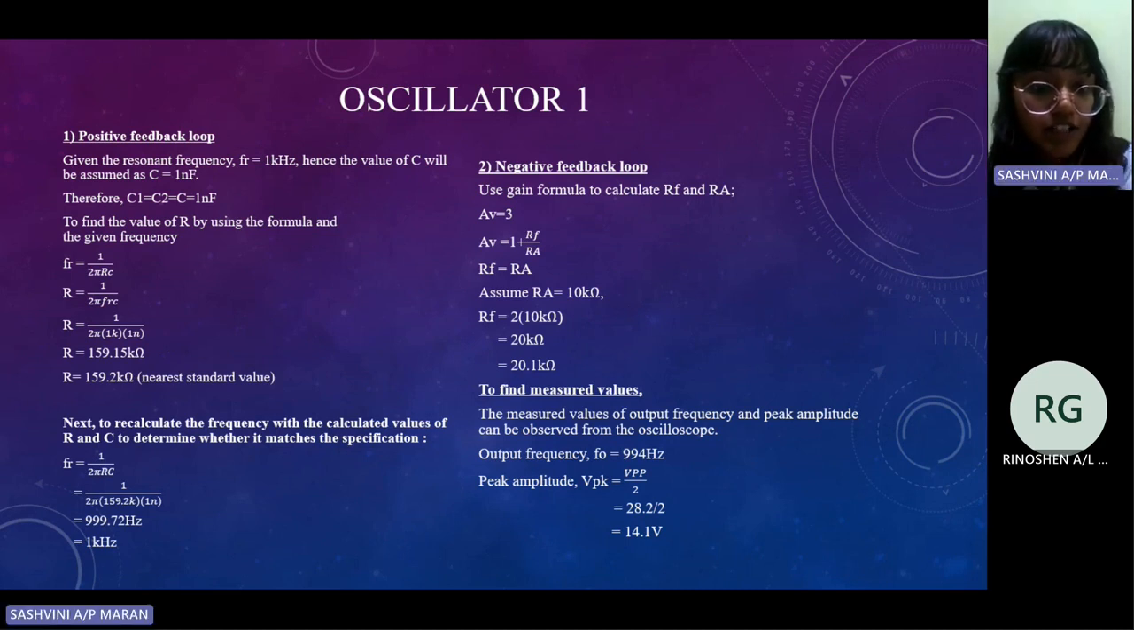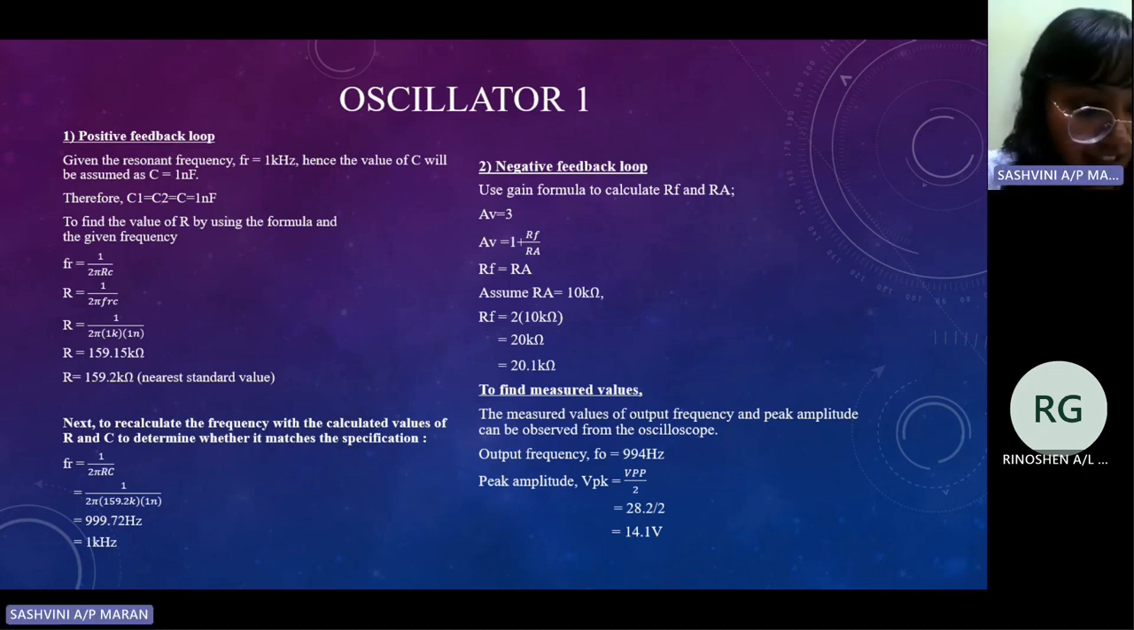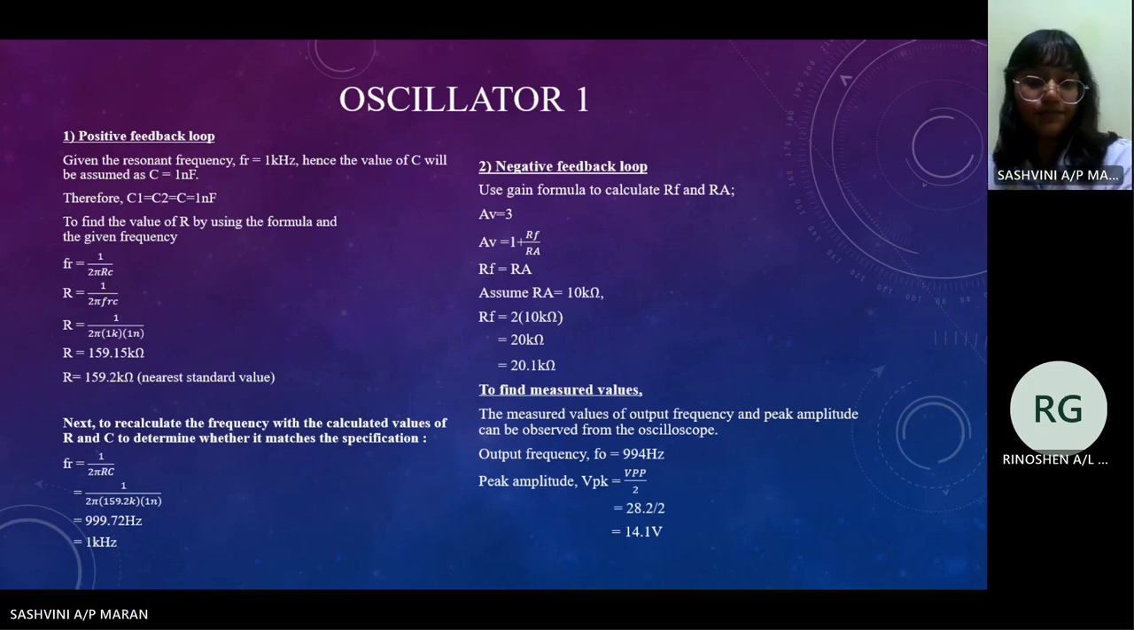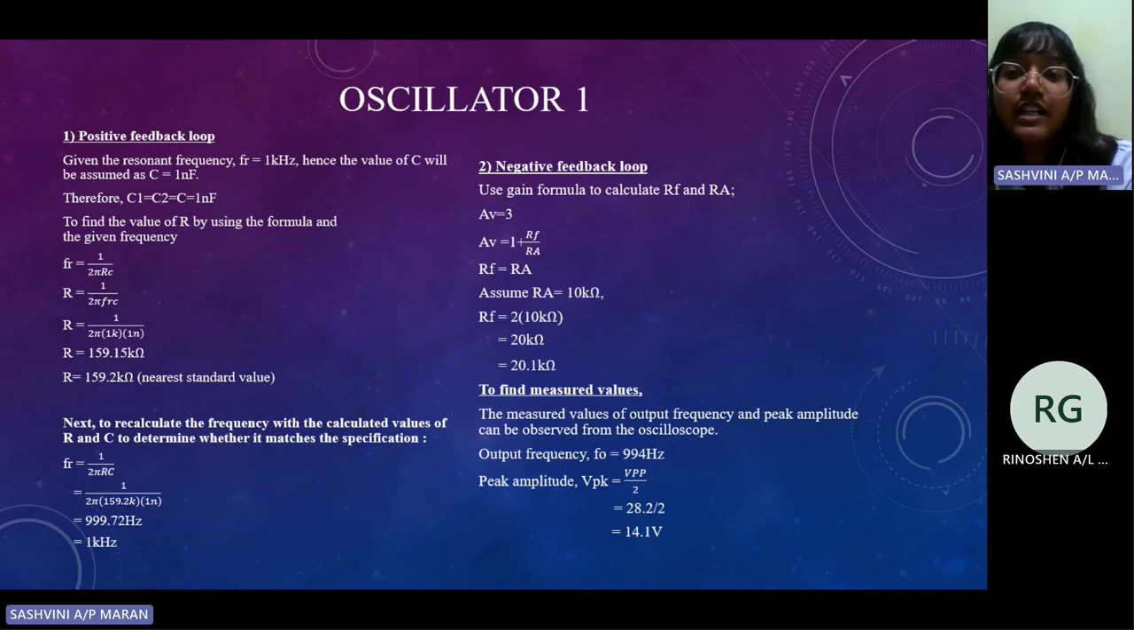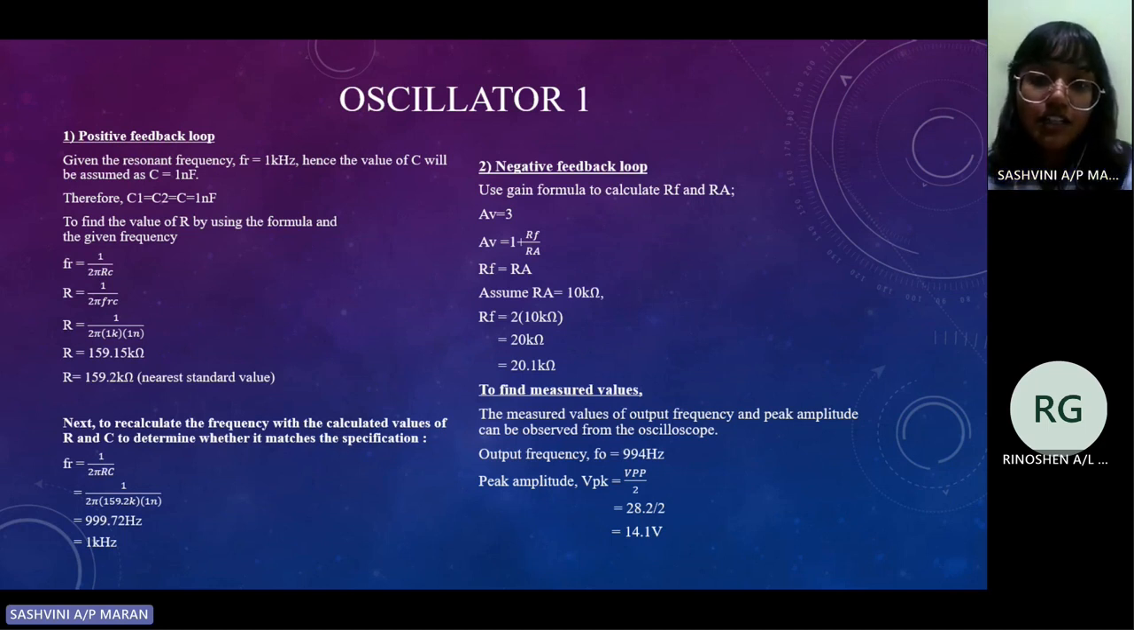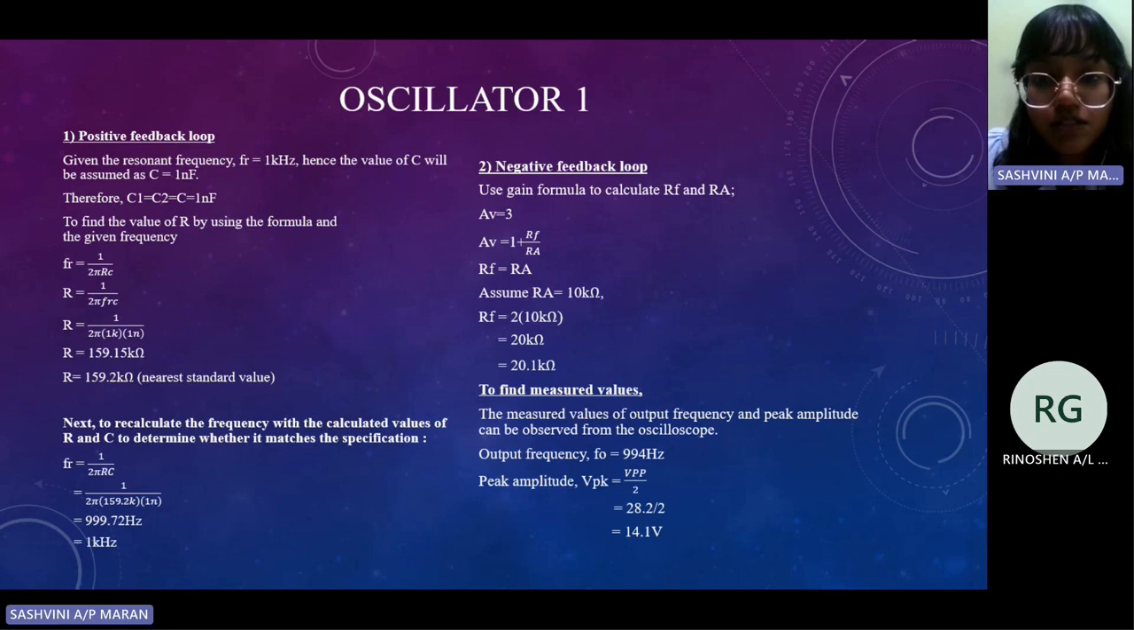Next, we are going to recalculate the frequency with the calculated values of R and C to determine whether it matches the specifications. Again, the formula is Fr equals 1 over 2 pi RC. By substituting the values of R and C, we obtain that Fr equals 1 kilohertz. Now we are going to take a look at the negative feedback loop. We use the gain formula to calculate RF and also RA. Given AV equals 3.